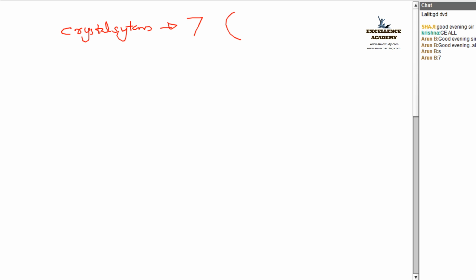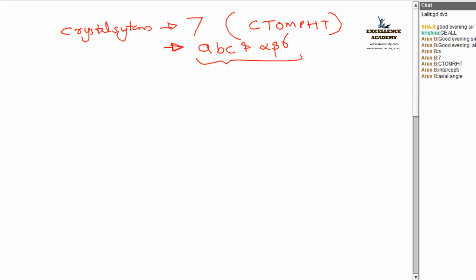Give me the short code. CTOMRHT. On what basis are they differed? It is differed based on the parameters, right? That is A, B, C, and alpha, beta, gamma. Intercepts and interaxial angles. Right, good.